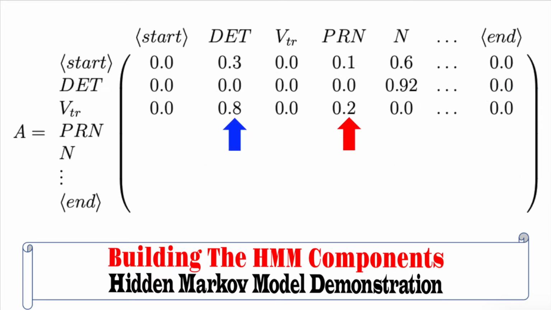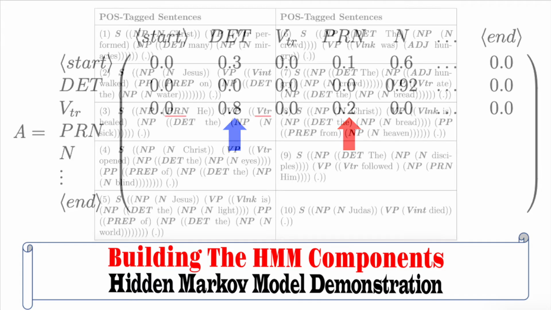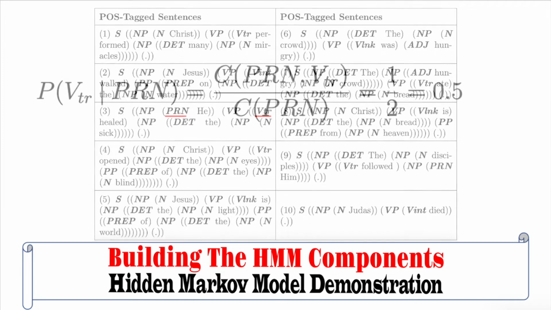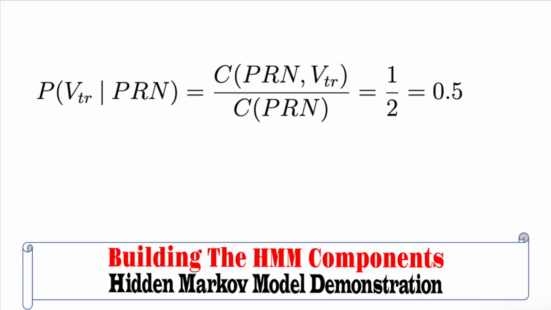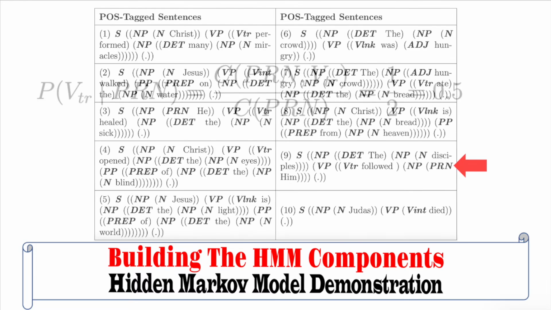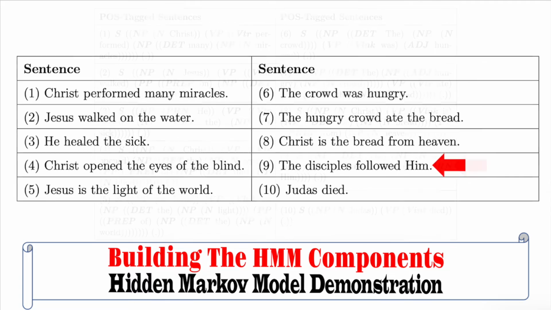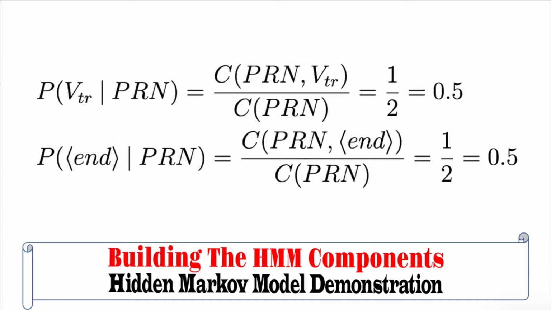Let us compute the transition probability for the different parts of speech items that follow the pronouns or PRN. This PRN tag appeared twice in our super tiny corpus. The first one is followed by the VTR tag for transitive verbs, and the other one was followed by a period. Please note that we ignore the period and we use the end marker instead. So the computation result is as shown in the screen, and the updated matrix looks like the one shown in the screen.